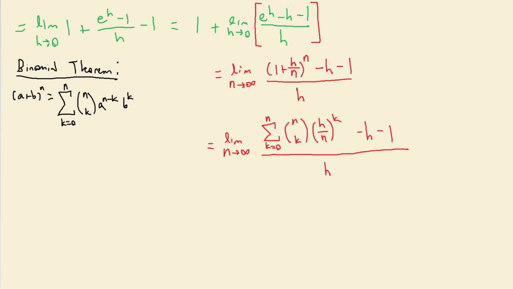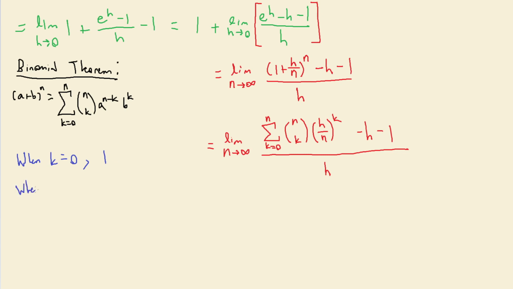When k is equal to 0, we have n choose 0. How many different ways can you pick 0 items out of a set of n items? There's only one way to do that, and it's to pick none of them. So n choose 0 is going to be equal to 1, and then h divided by n to the power of 0 is just going to be equal to 1. And so the first term of the series is going to be equal to 1.